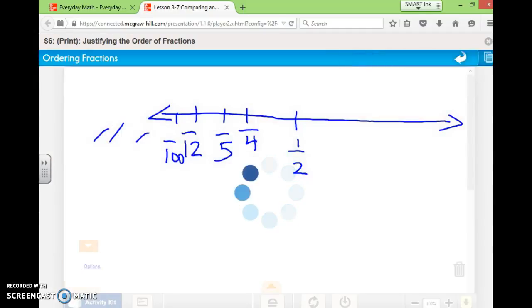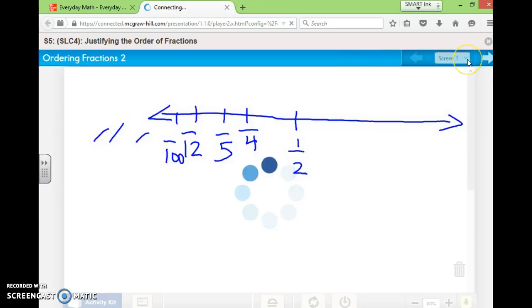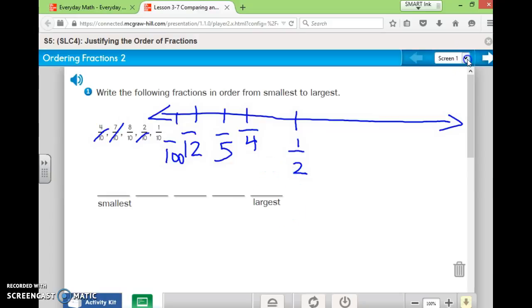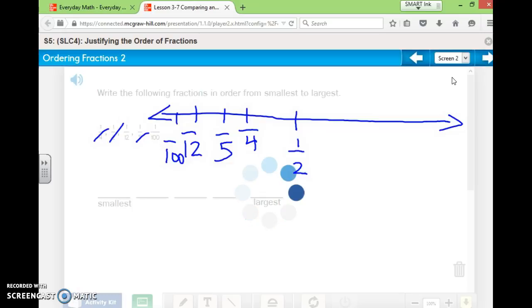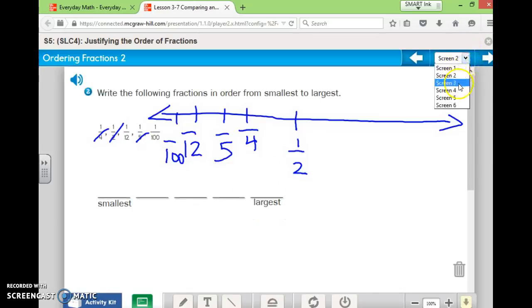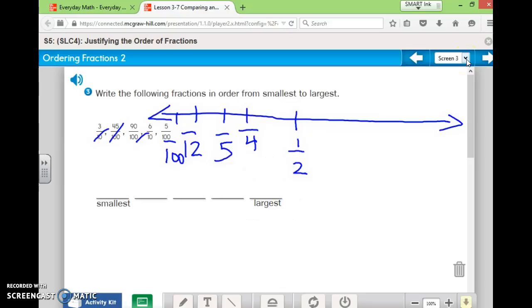Oops, I think I went to the wrong screen. Let me back up. I don't remember if it was this screen I wanted, or was it a different screen? We'll see in a minute. Yep, we can look at this one.